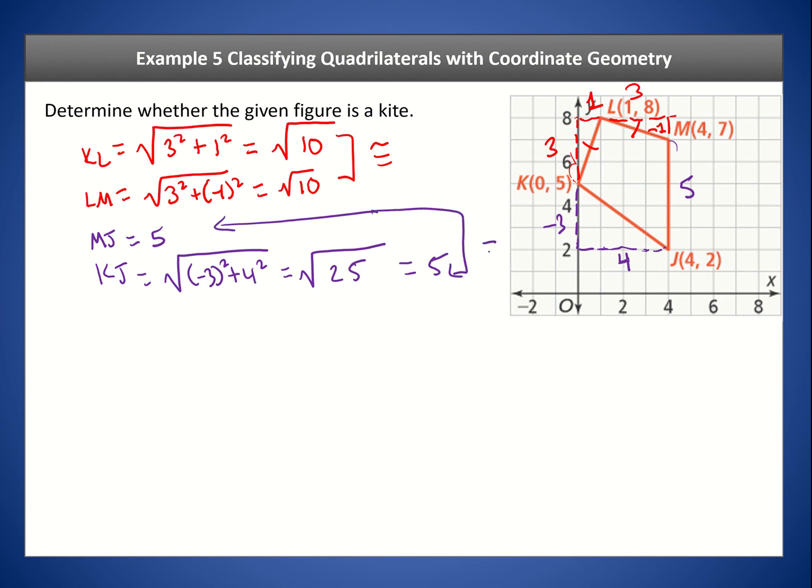Which means that these are congruent, which is exactly what we set out to prove. Therefore, we do have ourselves a kite. 2 consecutive pairs of congruent sides. So remember, we said that we have 2 congruent pairs of consecutive sides.